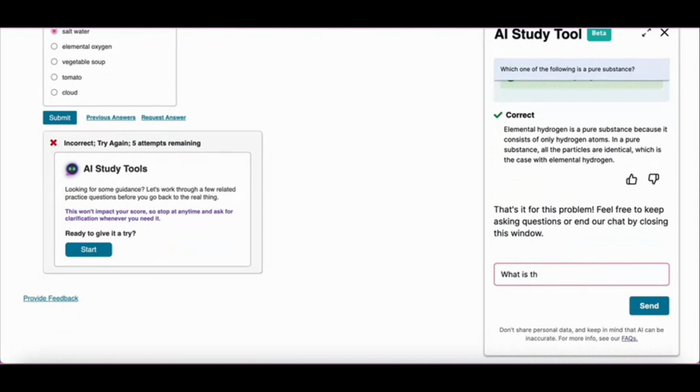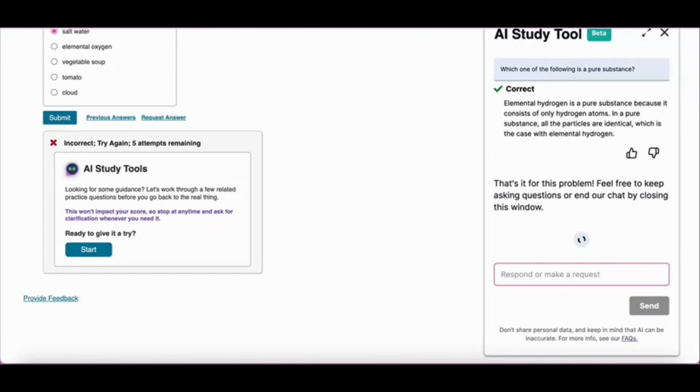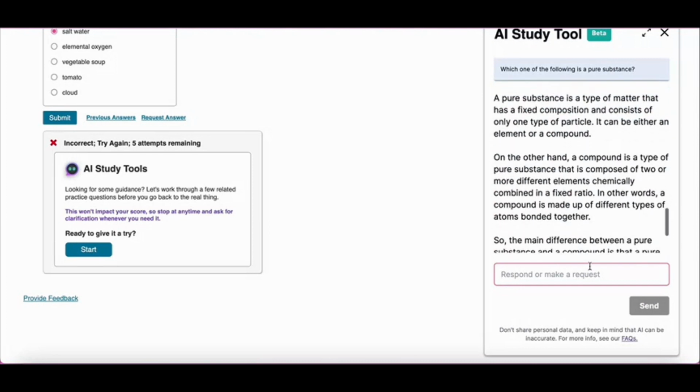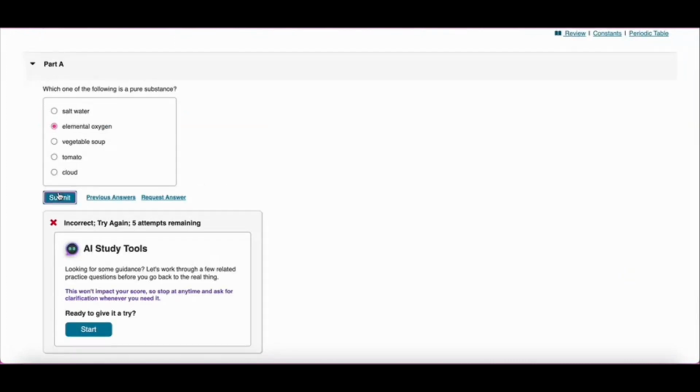What's amazing is that the AI tool is able to answer specific questions as well, therefore being capable to cater to each and every individual student's needs. With the AI tool's descriptive and informative answer, plus the practice problems, I was able to answer the question.